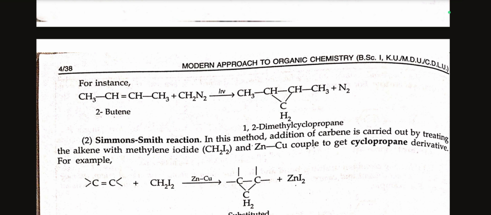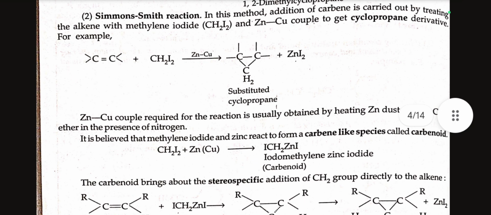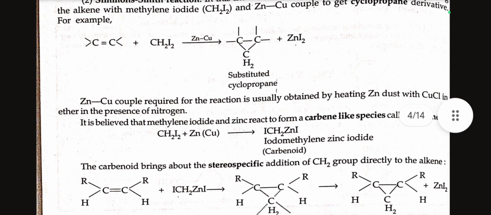Simmons-Smith reaction. In this method, addition of carbene is carried out by treating the alkene with methylene iodide and Zn-Cu couple to get a cyclopropane derivative. For example, alkene plus CH2I2 in the presence of Zn-Cu gives a substituted cyclopropane. The Zn-Cu couple required for the reaction is usually obtained by heating zinc dust with CuCl in ether in the presence of nitrogen.